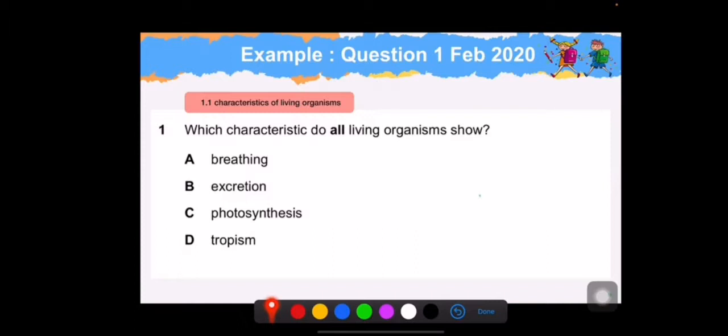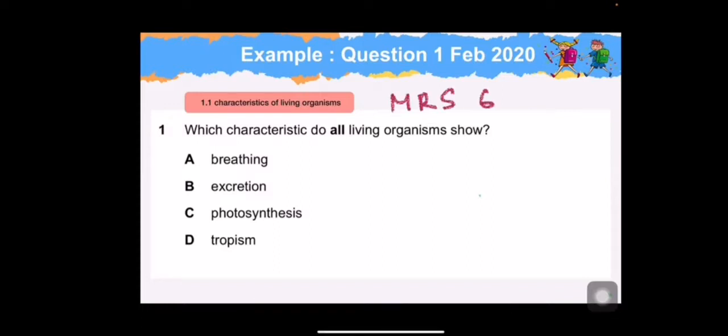Bila kita sebut pasal characteristic of living organism, what else come across your mind? Mesti you teringat perkataan ni, the mnemonic, Mrs. Grant. What is M stand for? M stand for movement, R stand for reproduction, S stand for sensitivity, G for growth, another R is for respiration, E excretion, and N for nutrition.